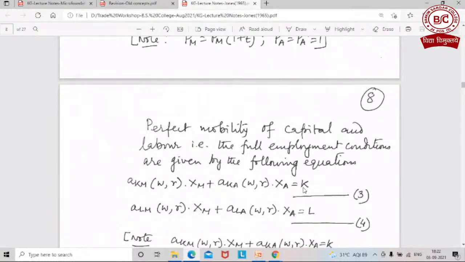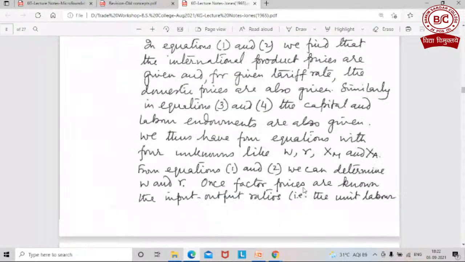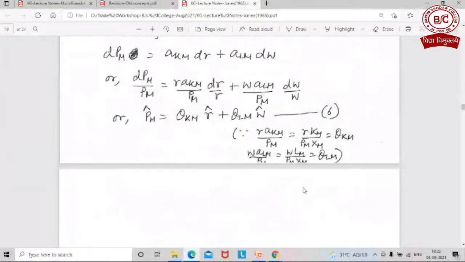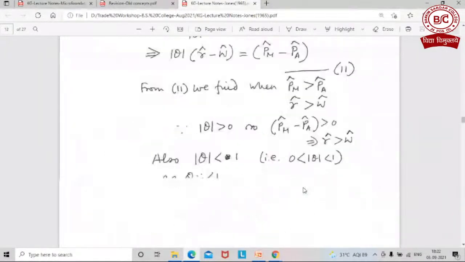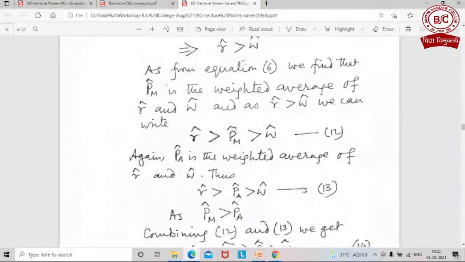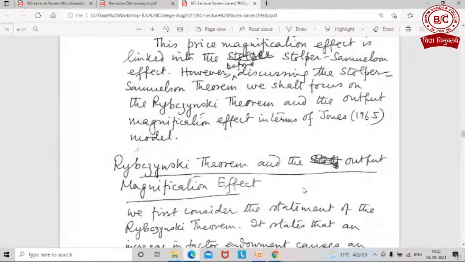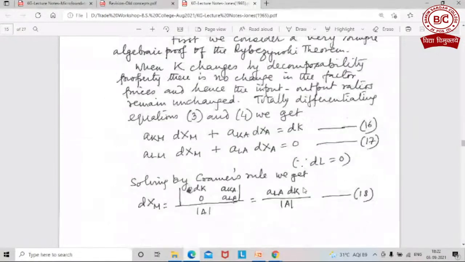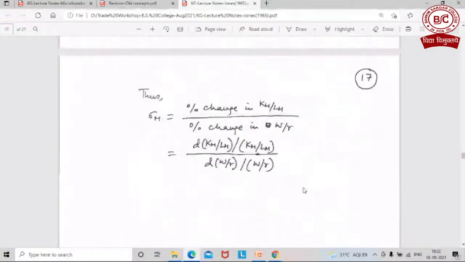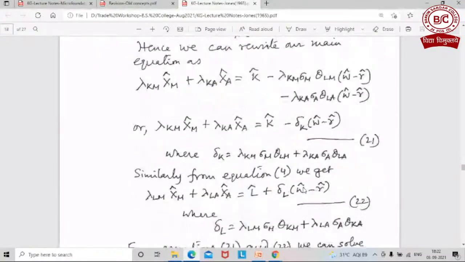Yes, sir. So this is a Lipczynski type effect. This is not pure Lipczynski, rather a Lipczynski type effect, which is explained here. From the Stolper-Samuelson effect, we can generate a Lipczynski type effect, but from the Lipczynski effect, we can't generate any Stolper-Samuelson effect. This is due to the decomposability nature of the model.